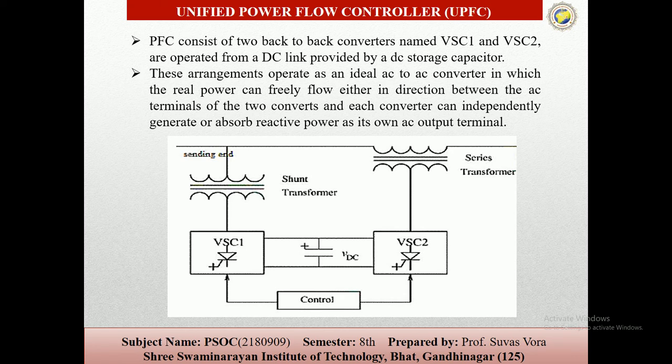So here what we do is, a shunt and a series transformer are installed. One VSC system is connected to the shunt and another one is connected to the series, and between these two we put up the capacitor. This capacitor is used to control these systems, and the control system which is applicable.